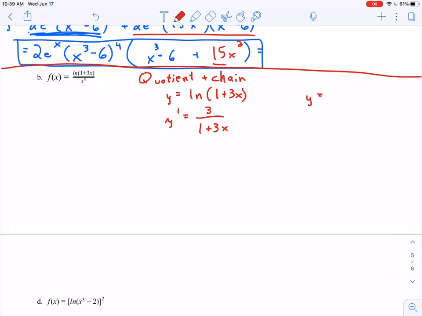For the denominator, y equals x to the 5th power. If I take the derivative of that, that one's not so bad. That's 5x to the 4th power.